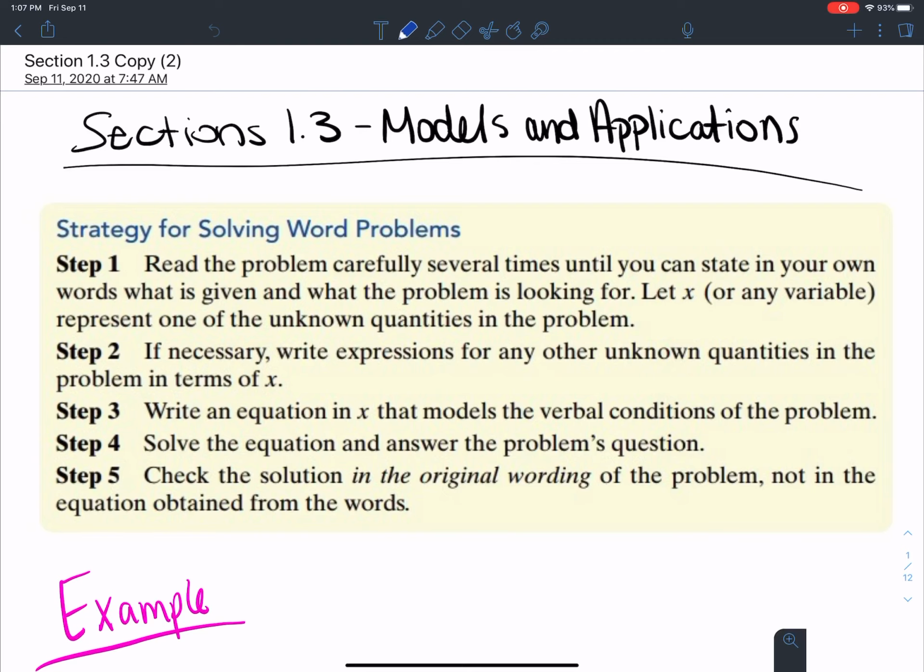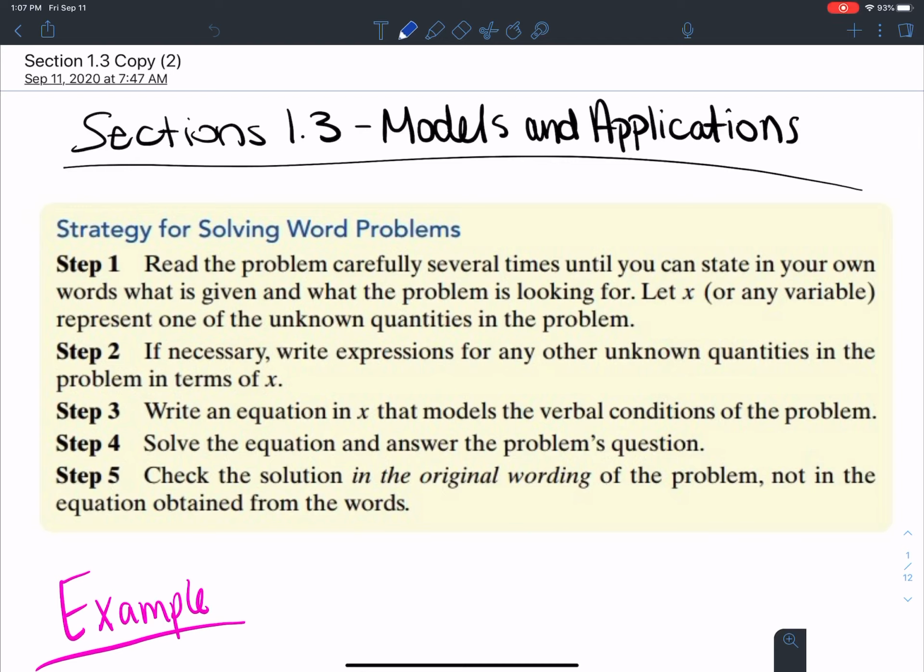I just put this in here mostly for you guys. This way you can refer back to it and follow these steps if you need to. If you get stuck on a homework problem, you can just follow these steps and maybe it'll help you get through it. So this is mostly for you, but basically, step 1, read the problem carefully several times until you can state it in your own words, what is given and what the problem is looking for.